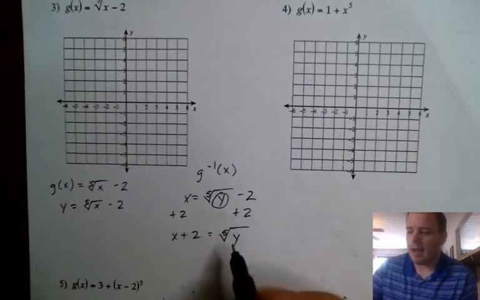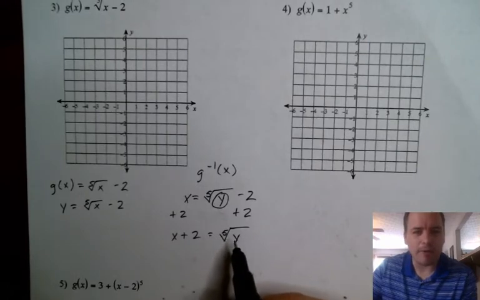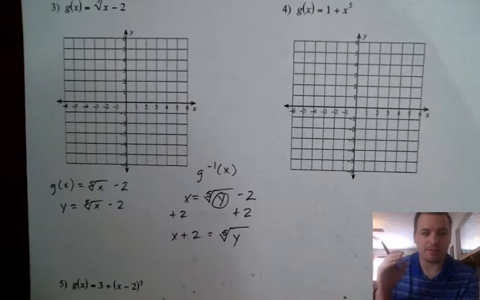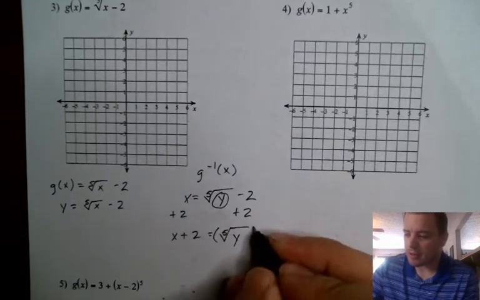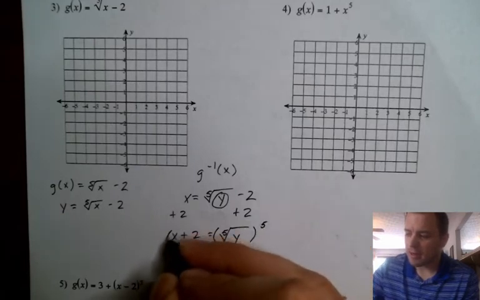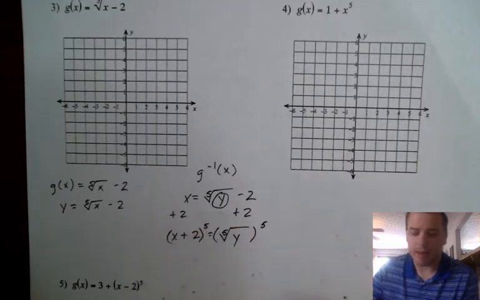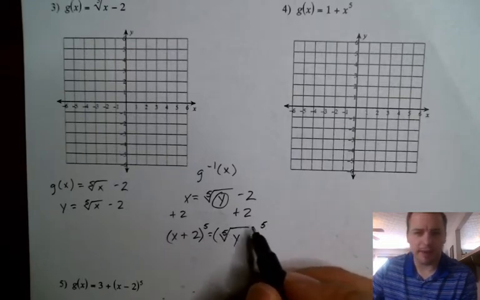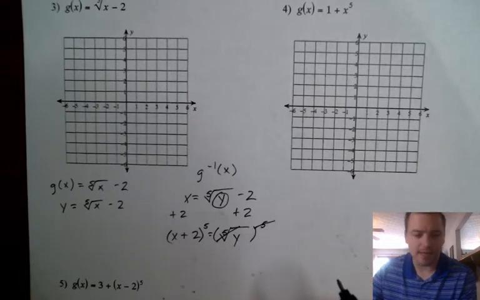Now from here, how do I isolate this y if it has a fifth root on it? Again, we did that a couple lessons ago. What's the inverse of taking something to the fifth root? It would be raising it to the fifth power. So I got to raise that to the fifth power, and I got to raise that side to the fifth power. Whatever root's here, raise it to that power, and that will cancel.